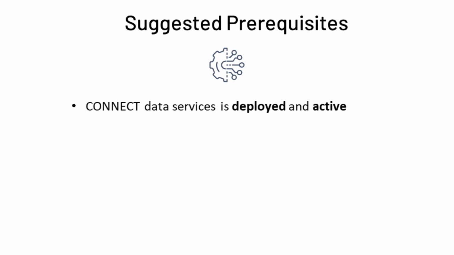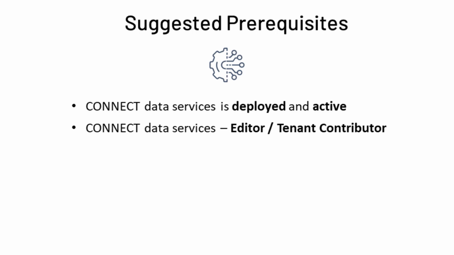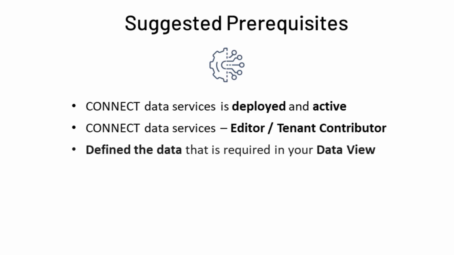Before you start, confirm Connect Data Services has been deployed and is activated. You will typically require editor access in Connect Data Services from a user group with the tenant contributor role. You will also have explored and defined the data that you will add to your data view. Once these steps are completed, you are ready to start creating your data view.